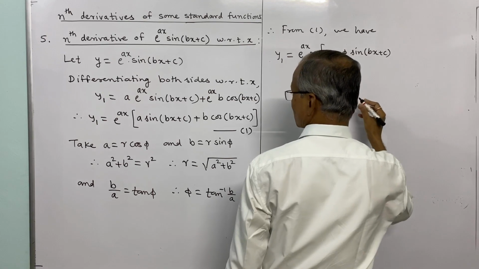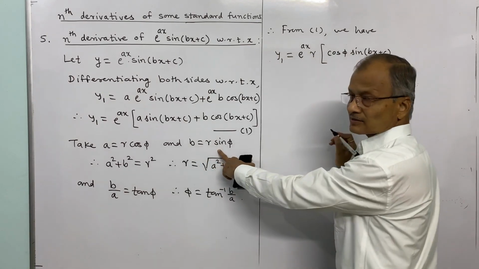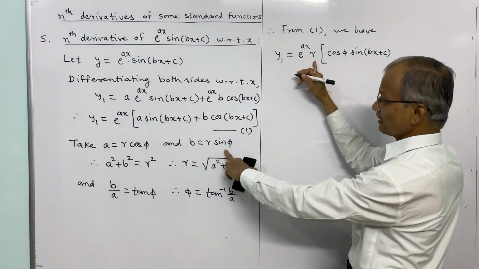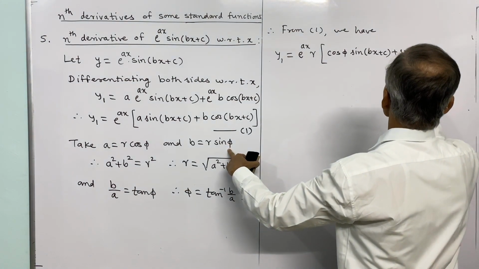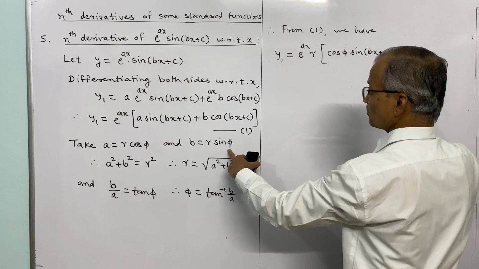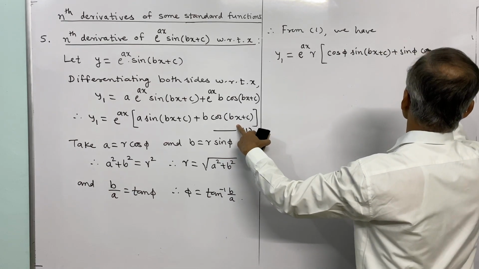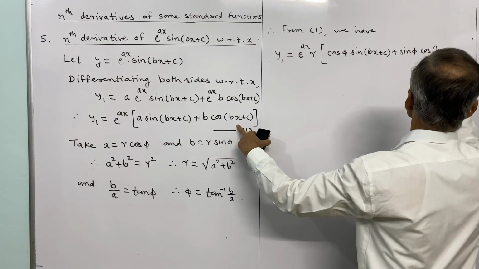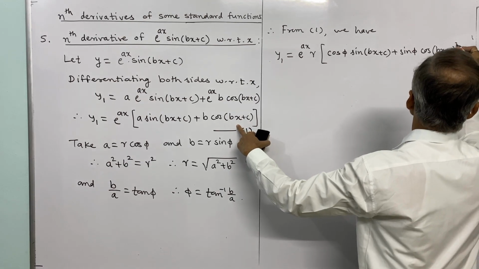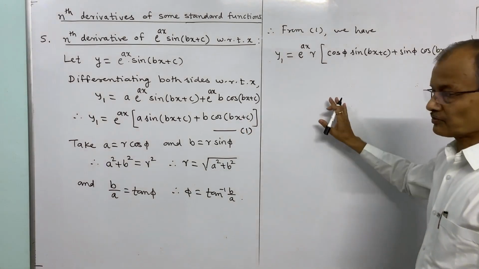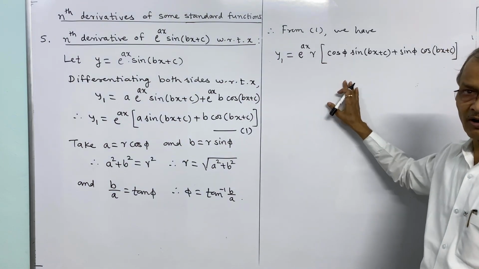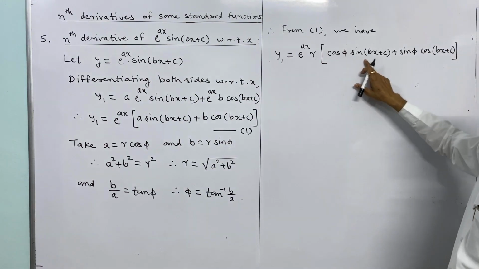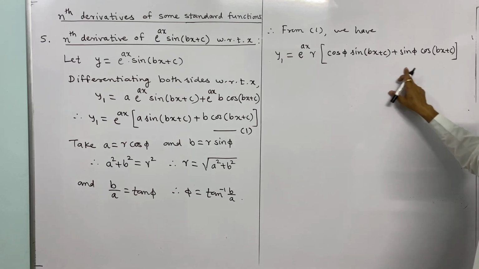Sin of bx plus c plus b is r sin phi. R is taken outside, and therefore here it remains sin phi into cos of bx plus c. So this is the expression we have obtained after substituting the values of a and b and taking r common. Now observe the expression in the bracket.